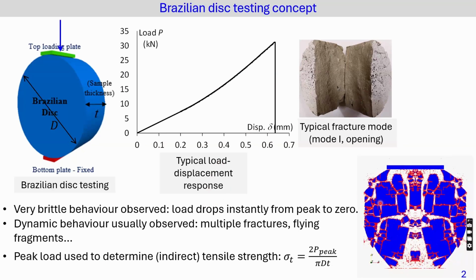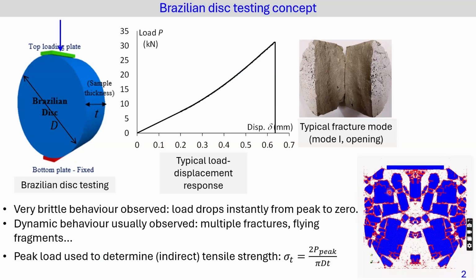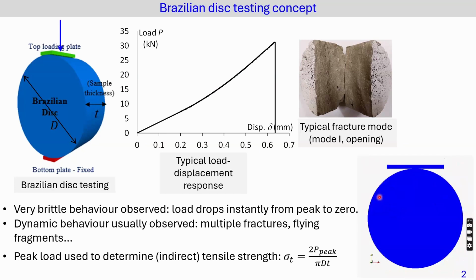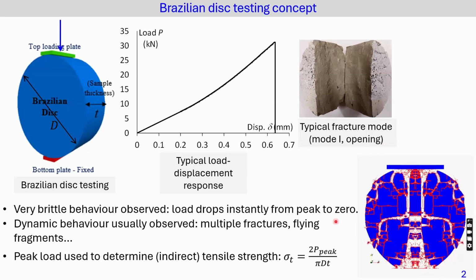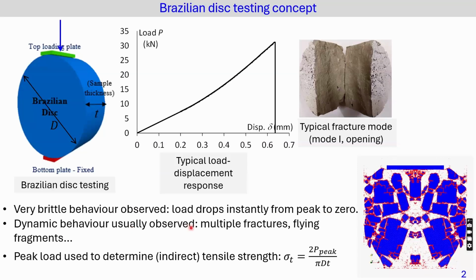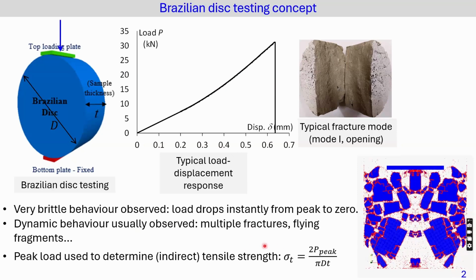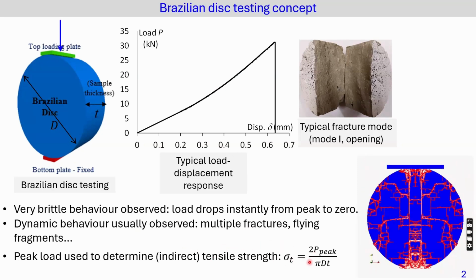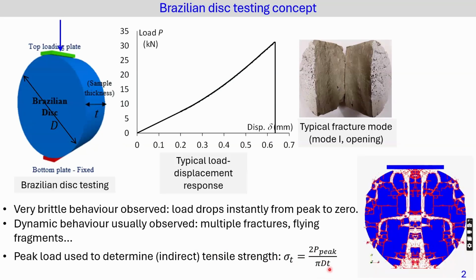This GIF image shows the dynamic behavior, which is usually observed with multiple fractures, and eventually the specimen breaks with flying fragments. Normally, the peak tensile strength of the disc can be determined by the formula, which is based on the peak load, thickness, and the diameter of the sample.